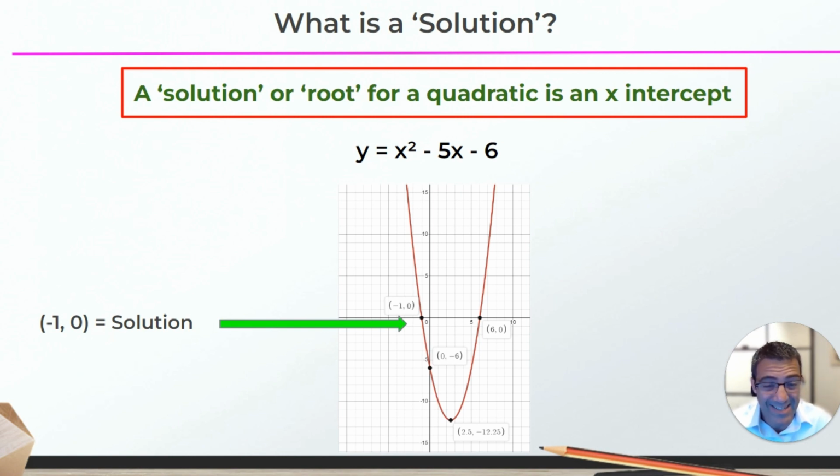So for the coordinates -1, the y value is 0, which means there's no height. There's no height to it because it's crossing exactly when y is 0. And at 6, 0 on the other side, there's also no height. So there are two solutions. There are 2 points of intersection here. And as you can see, these are called roots or solutions.